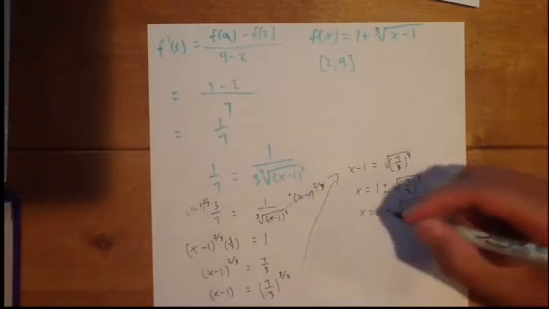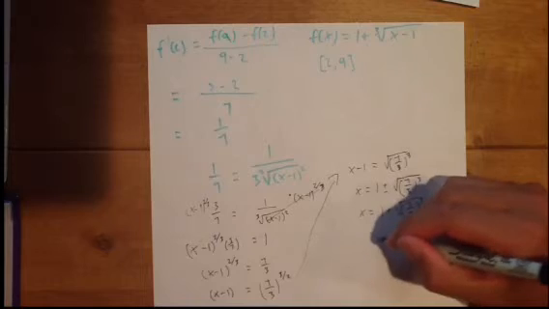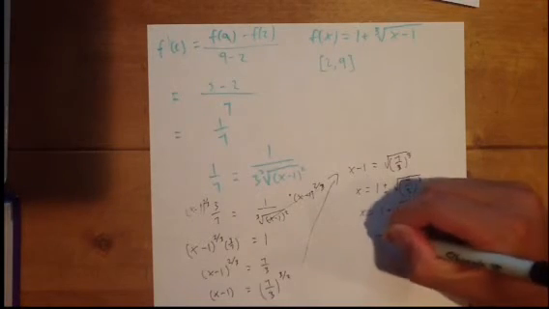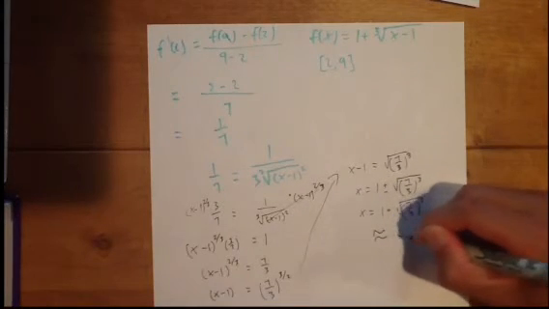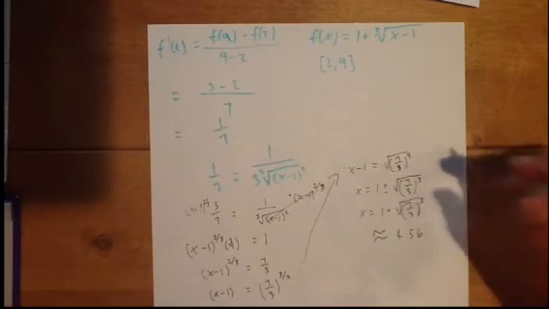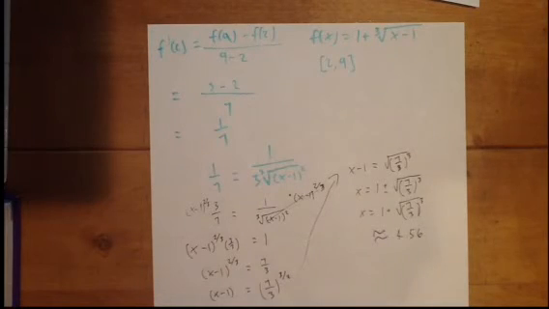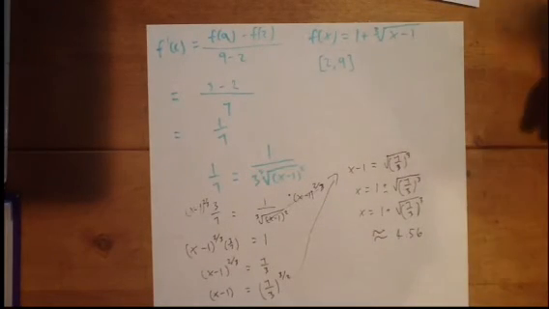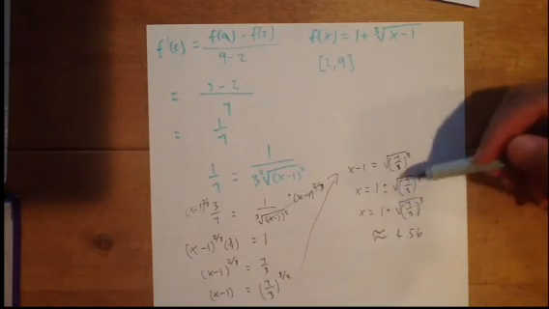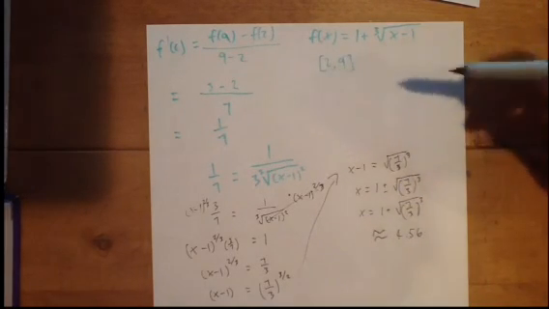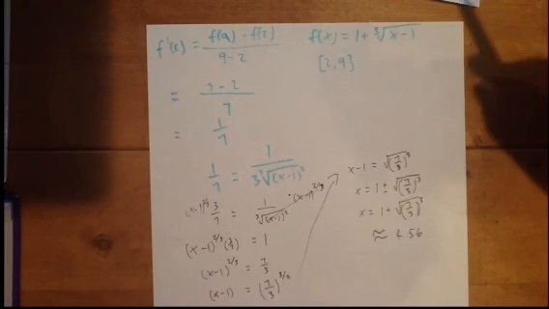So I've calculated this value to be approximately 4.56. So we've verified that the function f of x meets the two conditions that it must in order to apply the mean value theorem, and we found the value of c that's in our interval, 2 to 9. So as far as I can tell, we haven't messed up here, so there's your mean value theorem.